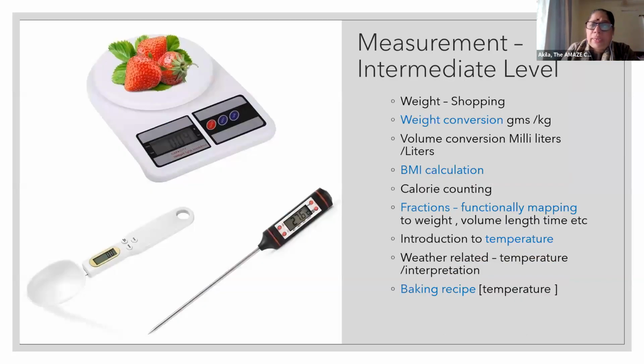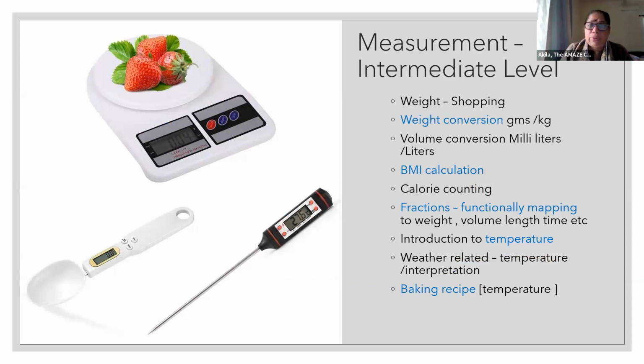Then we'll also expand a little more on weight. We've already done a lot of weight and volume, but we will be linking it more to shopping. Also, weight conversion and volume conversion will be worked on. So all the conversions, length, weight, volume, will be worked on. Calculating their own body mass index in terms of their weight. Are they overweight? Are they obese? Also calorie counting based on that.